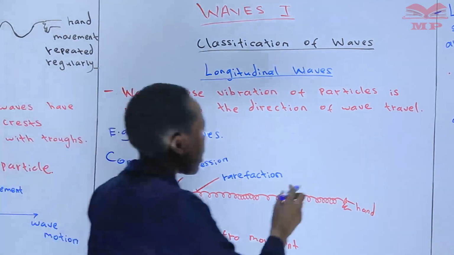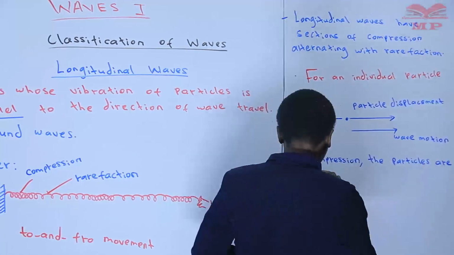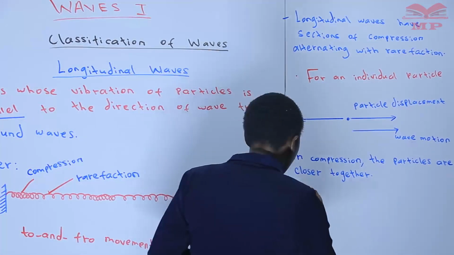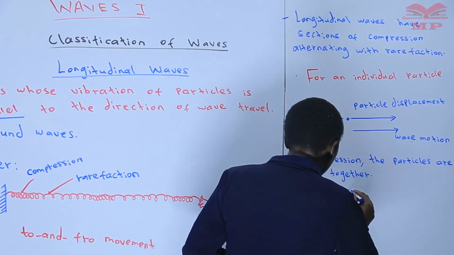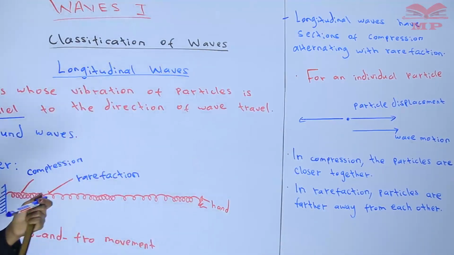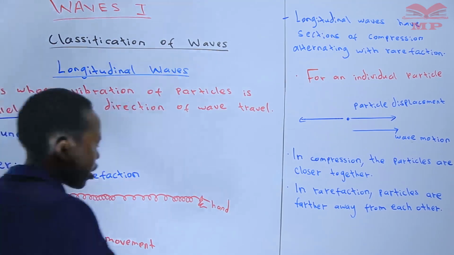And we can say that in the compression, the particles are closer together, whereas in rarefaction, we can explain that in the compression, the particles are pushed closer together, whereas in the rarefaction, particles are pushed slightly further away from each other. And this variation will be accompanied by pressure variation.